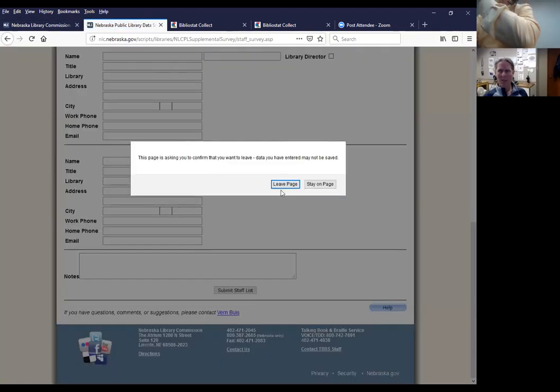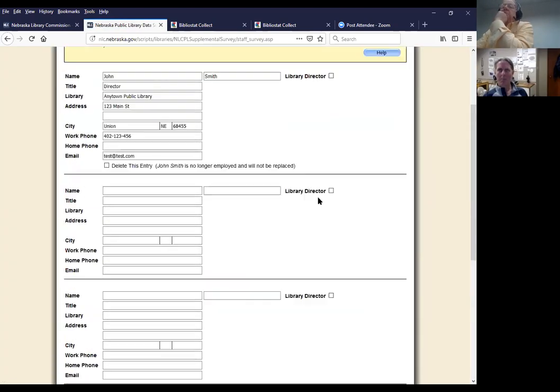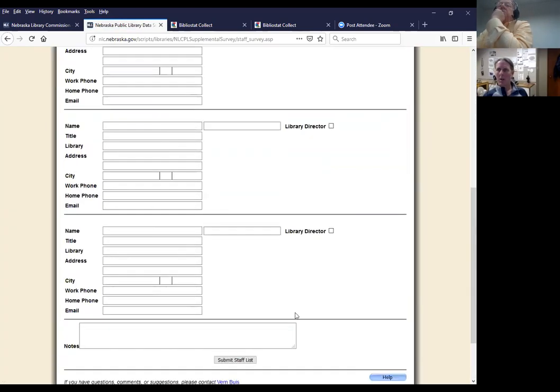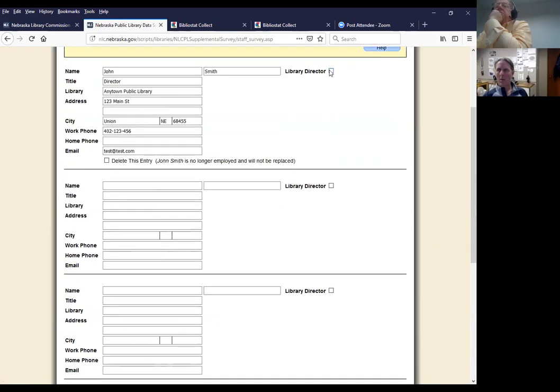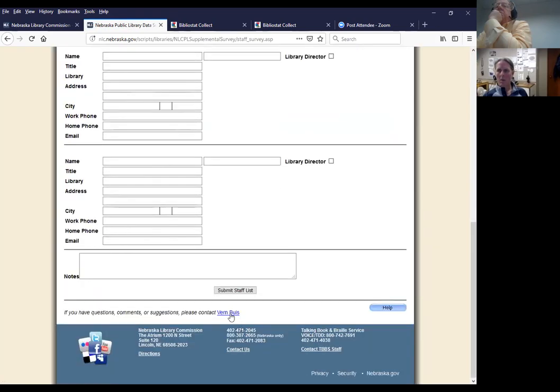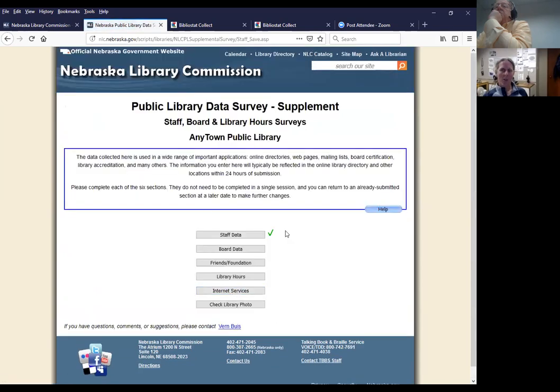I also get an email, and you'll notice here there's a green check mark showing that you've completed that section. I also get an email when this is done, so then we check you off the list, so we don't keep sending you emails. Any questions about the supplemental survey?